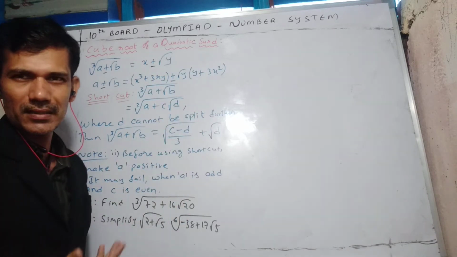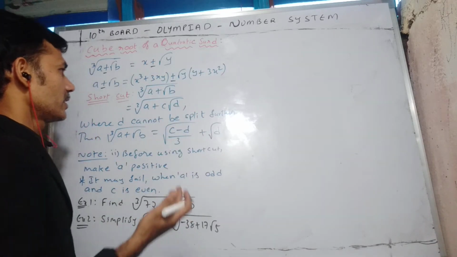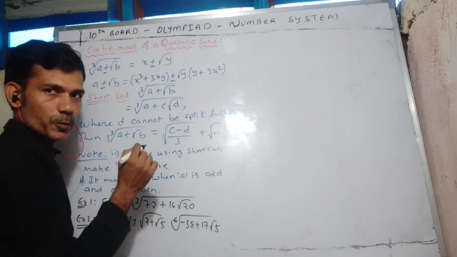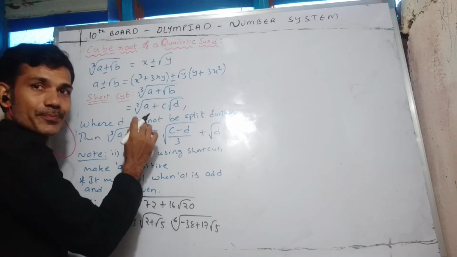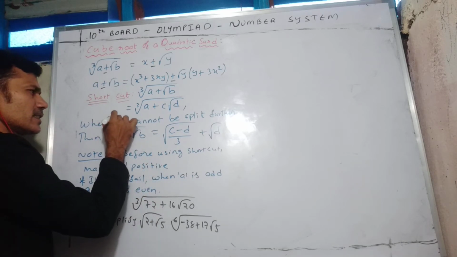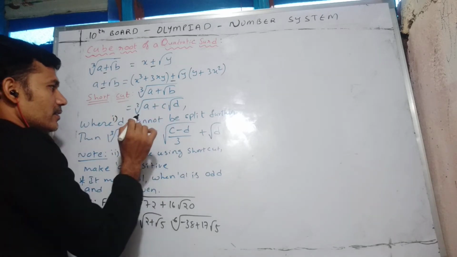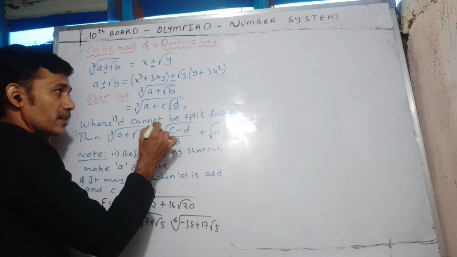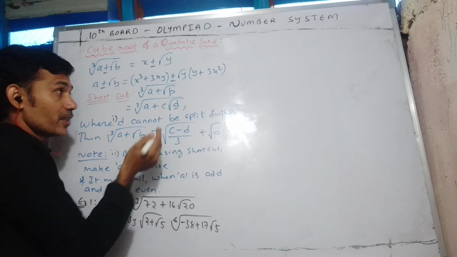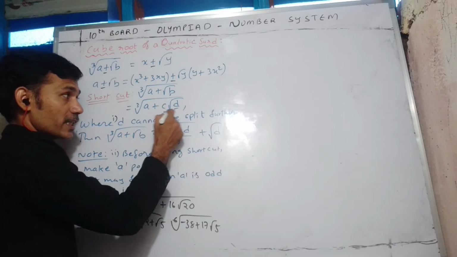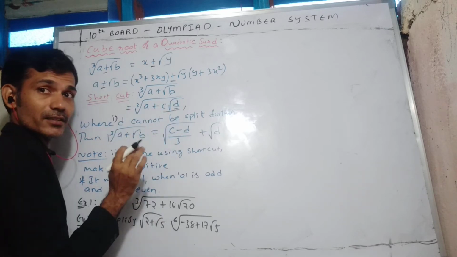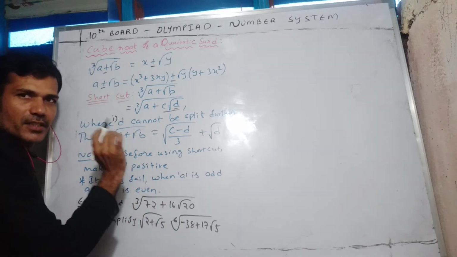Now simplifying this and finding the solution is not so easy, so we'll go for a shortcut. Suppose the cube root of a plus root b is there, and you are able to express it as a plus c times root d. The first condition is that d cannot be split further, so b can be split further. If you are able to split, you have to split root b so that we get d which cannot be split further. That is the first important condition.